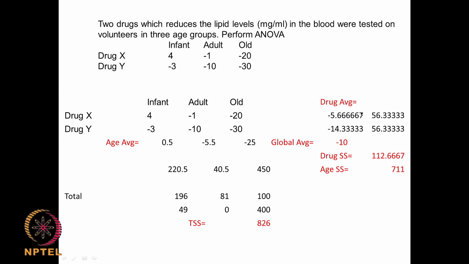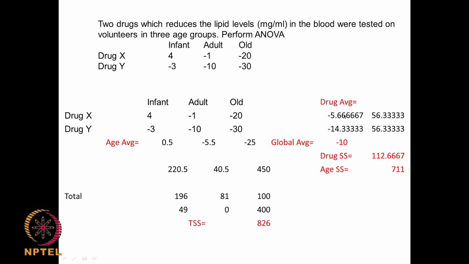Now the drug average means you add up all these and divide by 3, because here we have 3 situations. So it is minus 20, minus 21 by 4, 17, 17 by 3 will be minus 5.66. For this, minus 30, minus 10, minus 3 comes to minus 43 divided by 3, minus 14. So this is the drug average for each one of the drugs.